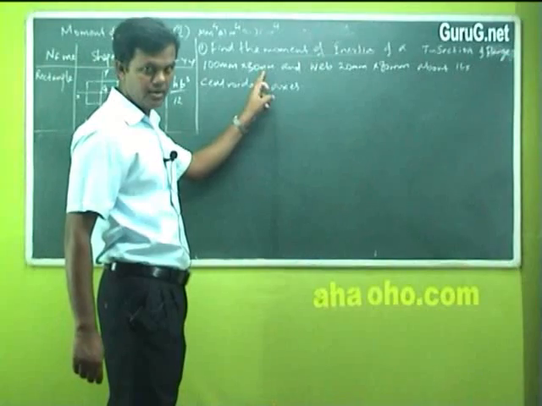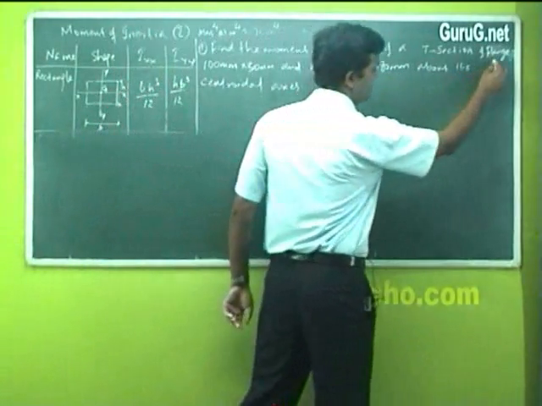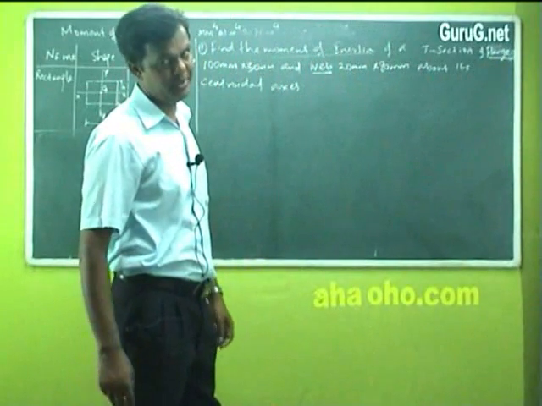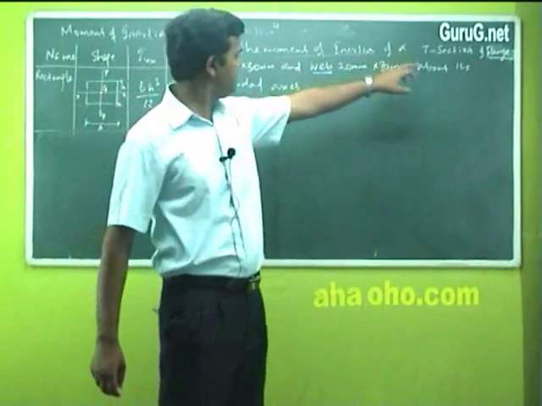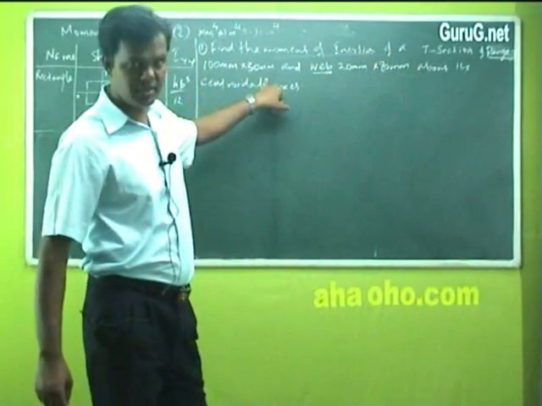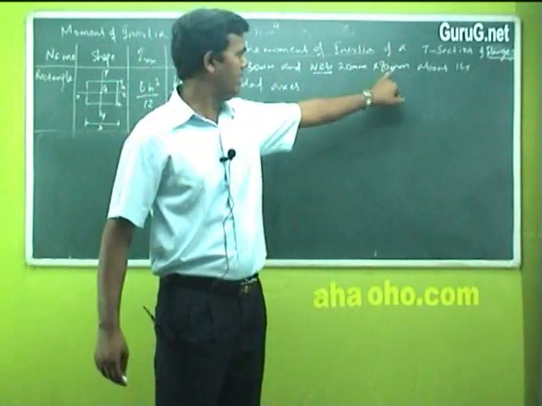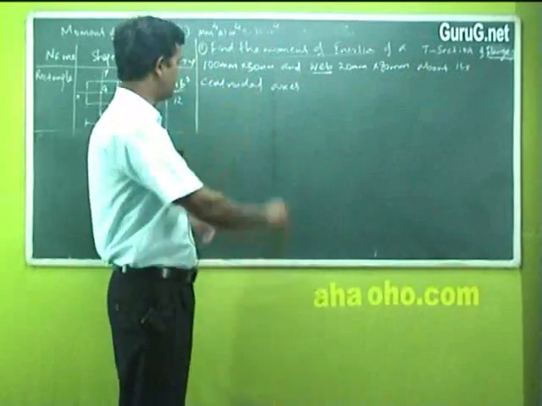30 millimeter, and web. See, the words are normal words, but technically you should understand what a flange means and what the web means. Okay, flange 100 mm into 30 mm, and web 20 mm into 80 millimeter, about its centroidal axis.